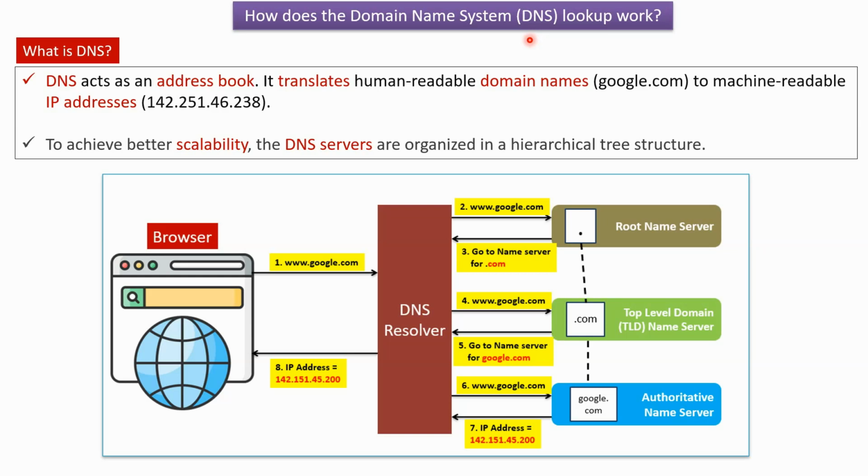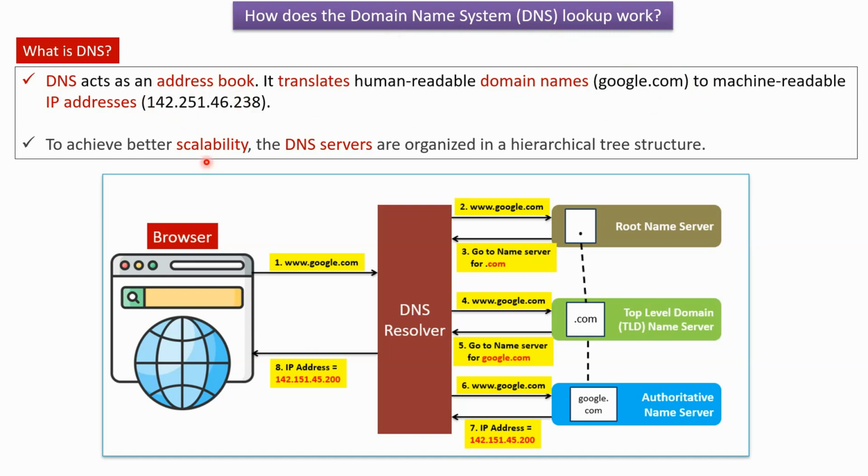In this video tutorial, I will explain how DNS lookup works. DNS is nothing but Domain Name System. DNS acts as an address book. DNS translates human readable domain names into machine readable IP addresses. Here you can see an example of a domain name, which is google.com, and here you can see the IP address.